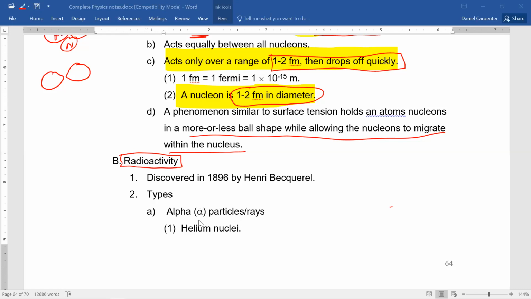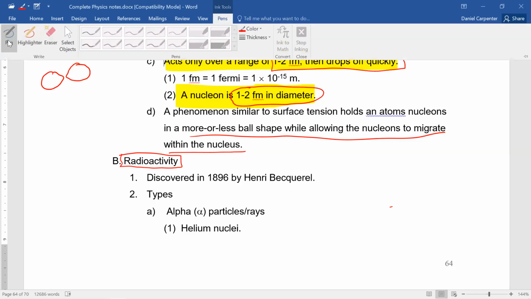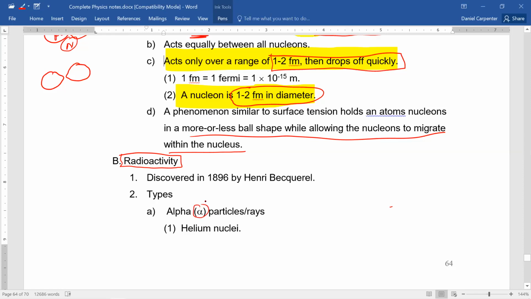All right, so first of all, alpha particles. In case you haven't learned it yet, that's the lowercase Greek letter alpha. It kind of comes down like you were starting a small d and then putting a tail like you were doing an a.